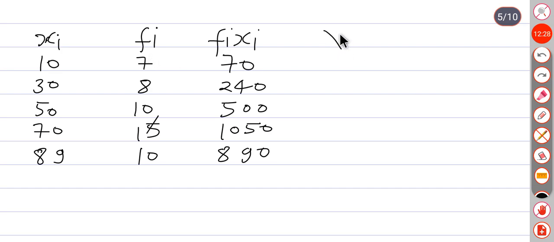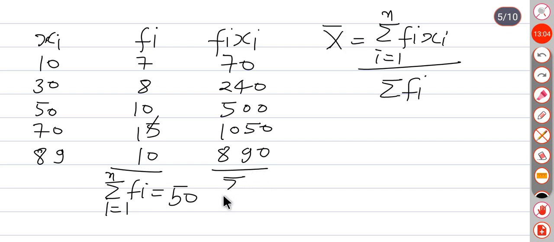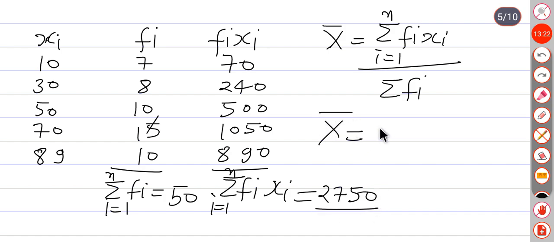Now you will calculate the arithmetic mean using the formula. If you add, the summation of all frequencies, fi, will come 50. And here I am directly writing the summation, you just need to verify. That will come 2750. And the mean would be 2750 upon 50, and that will come 55.